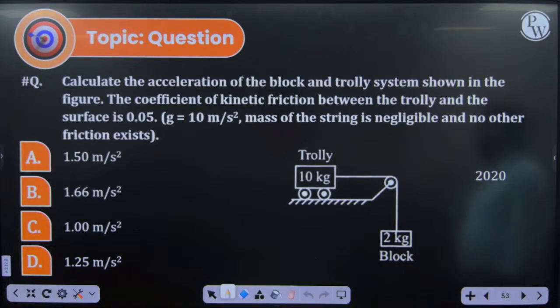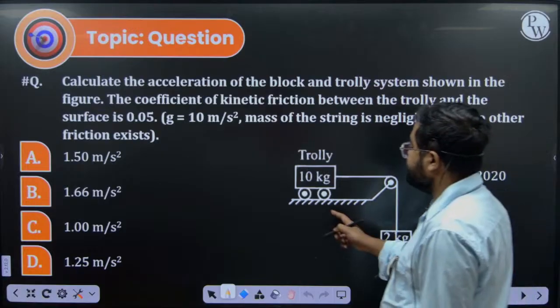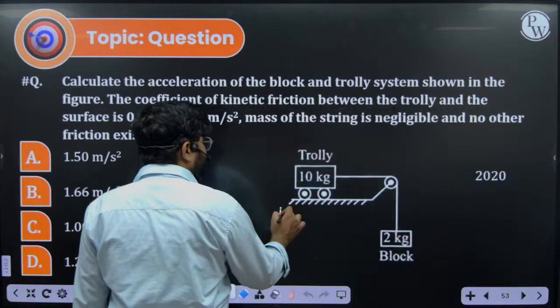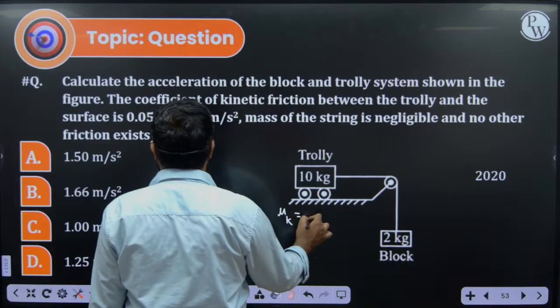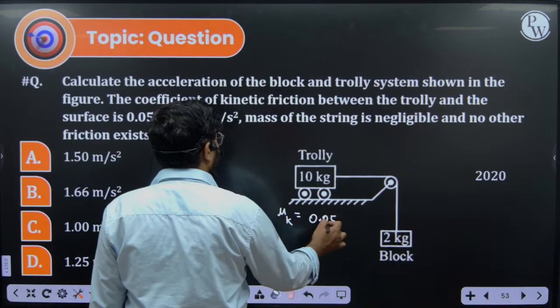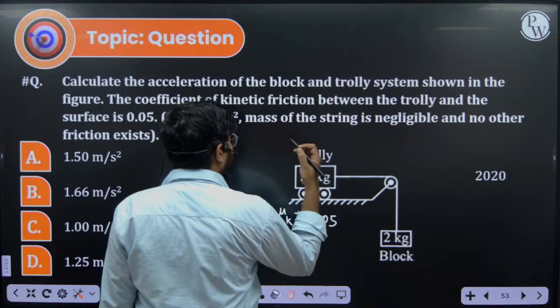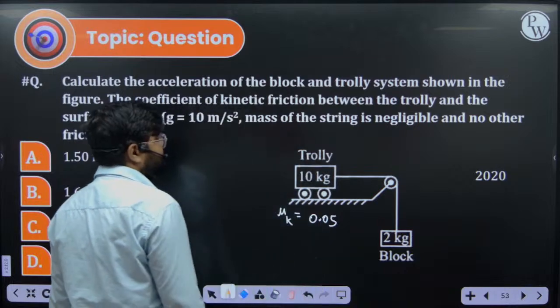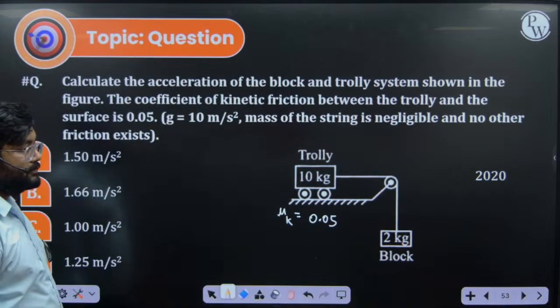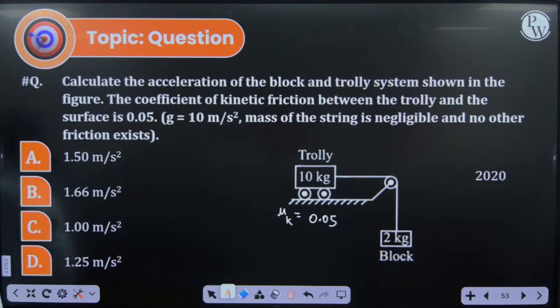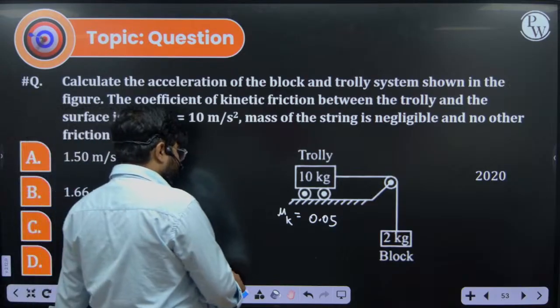Again, a similar question we have done in today's class. We have to calculate the acceleration of the block and trolley. Coefficient of kinetic friction is given. Here there is friction. g is 10, mass of string negligible, no other friction exists. Again, a very simple question from NEET 2020.